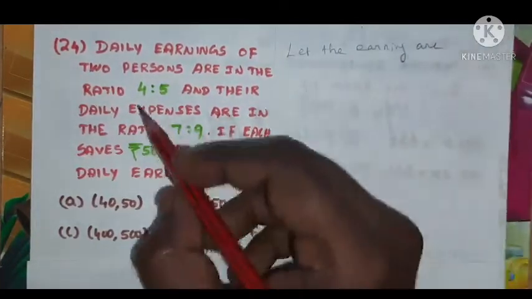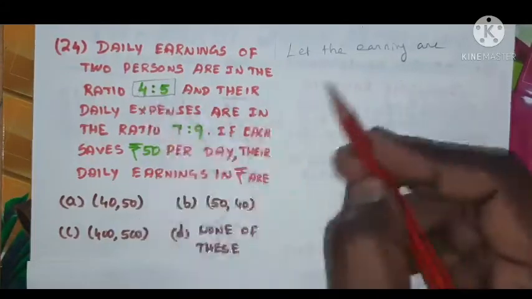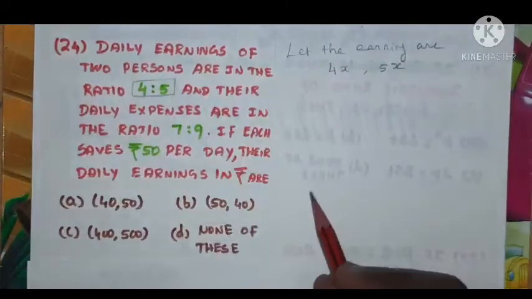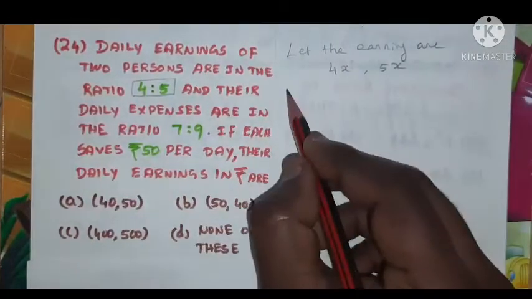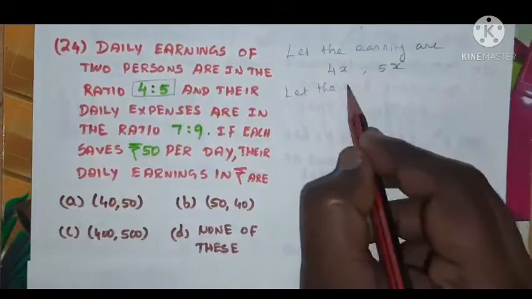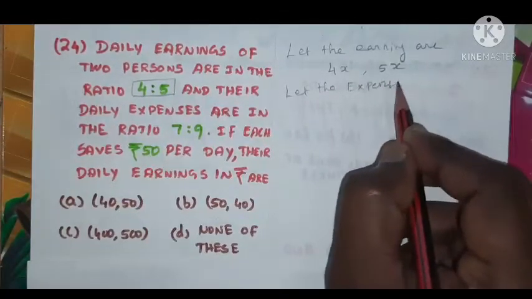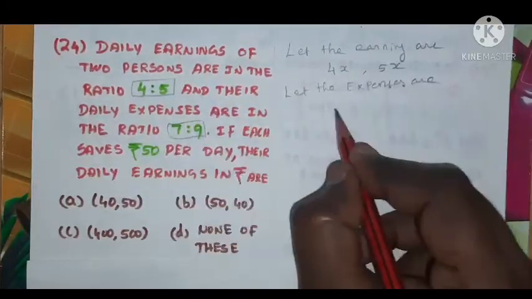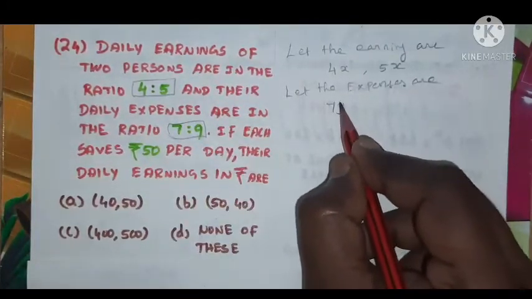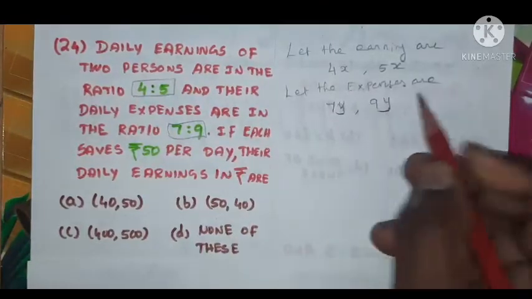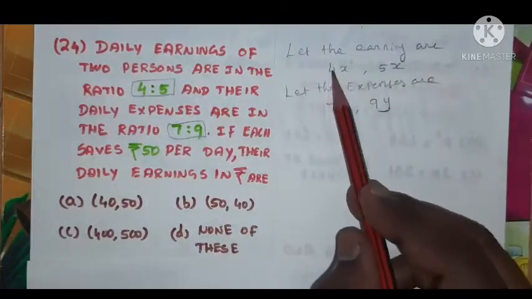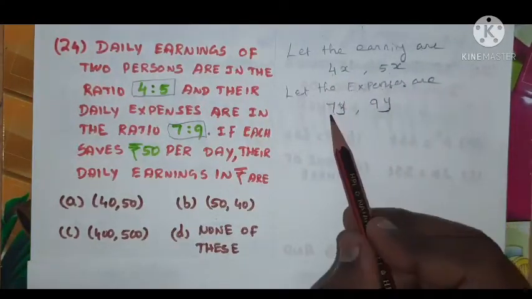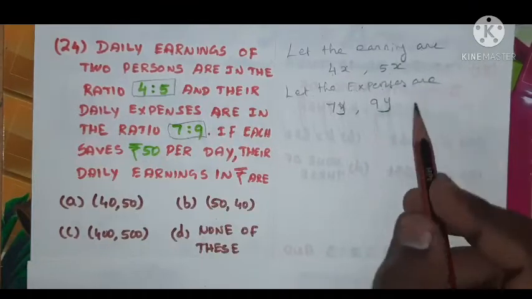Okay, according to the question, first let the earnings, looking at the ratio 4:5, be 4x and 5x of the two persons. Next, let the expenses, looking at the ratio 7:9, be 7y and 9y. So the earnings of the two persons we have taken as 4x and 5x, and the expenses of those two persons are 7y and 9y.